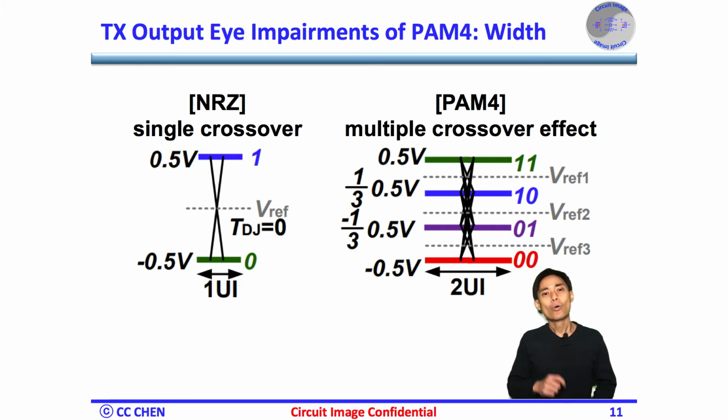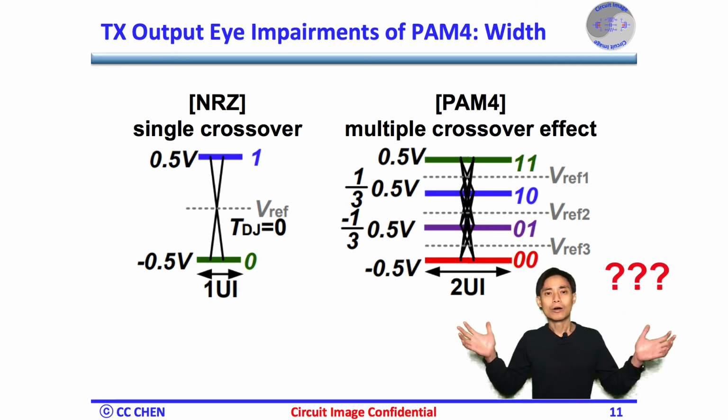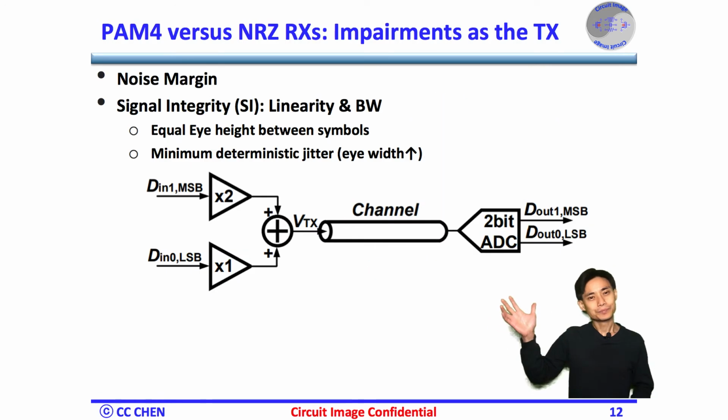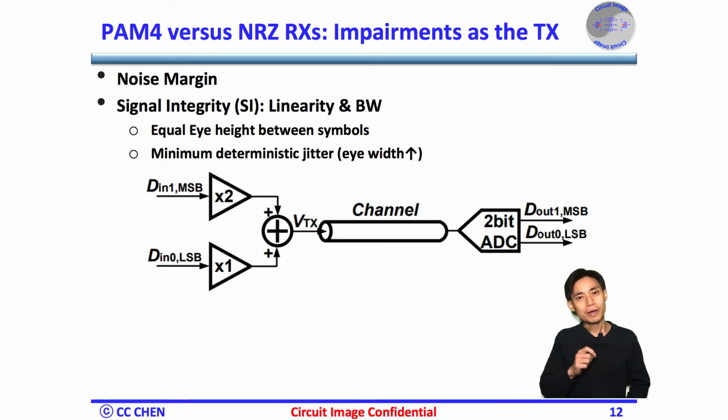After the TX, what are your RX circuit images of both PAM4 versus NRZ? Correct. All the PAM4 TX circuit impairments will show up at the PAM4 RX as well. For example, the PAM4 RX would have a 9.5 dB worse noise margin than the NRZ RX. The best signal integrity must also be maintained at the RX side to keep equal eye height between symbols and minimal deterministic jitter.